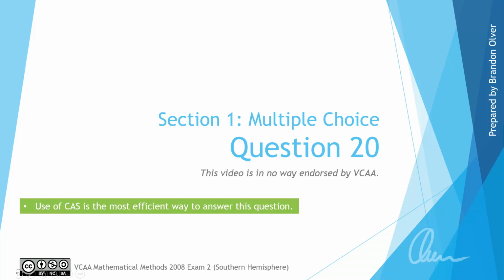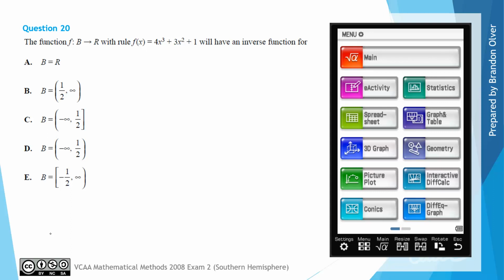And now before we move on to the problem, I'd just like to point out that the use of a CAS calculator is a great way to answer this question. For question 20 we have the function f with some domain b with a rule f of x equals 4x cubed plus 3x squared plus 1. Will have an inverse function for one of the following domain restrictions.